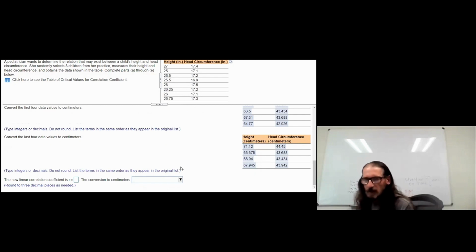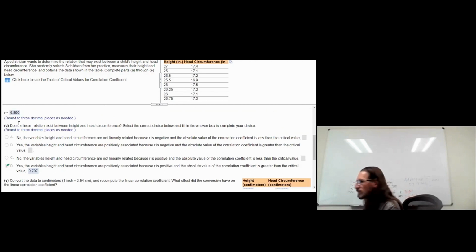So after entering in all the new data where height and head circumference, which were both originally measured in inches, now both of those have been converted to centimeters, which, by the way, we could have even just converted one of them to centimeters. My claim is that the R value will still be 0.890, leaving that unchanged.